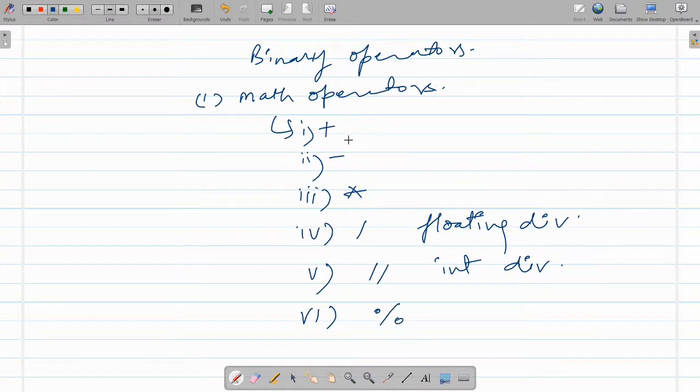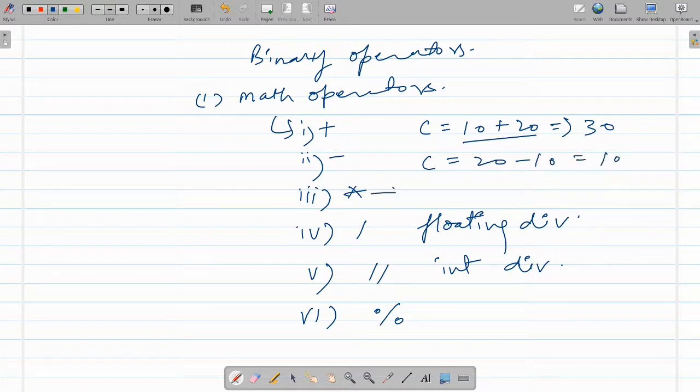Now, plus is addition. It works as C is equal to 10 plus 20. Now this will add two values and return 30. Minus is a simple minus operator which returns the subtraction of two numbers. This is called multiplication. C is equal to say 20 into 10, that results in 200.